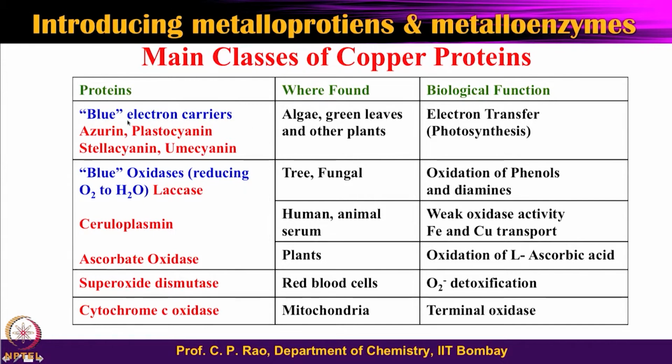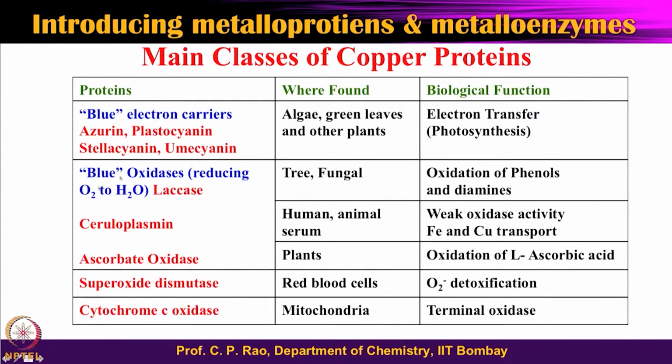One of the major class of these particular copper proteins is called blue copper proteins, and these are blue copper proteins because they are blue in color. I will explain in a while why they are in blue color. And the main function of these proteins is the electron transfer. The variety of such things are there like azurin, plastocyanin, etc. I will come back to that in a while. So they are found in algae, green leaves, plants, many kinds of systems that we have.